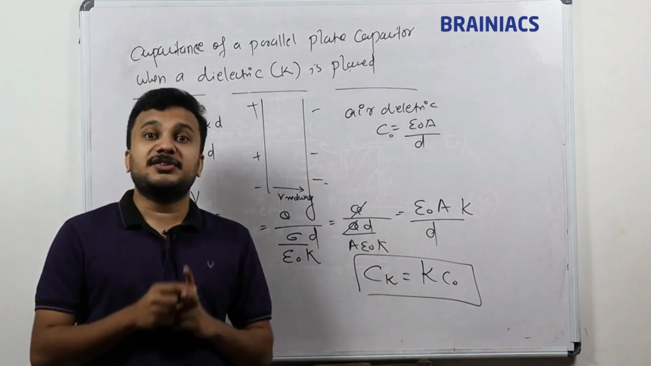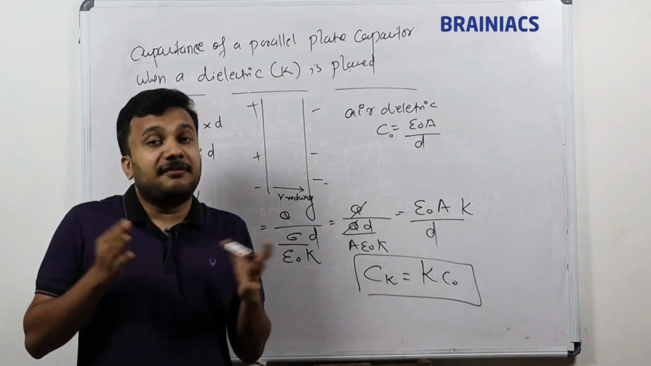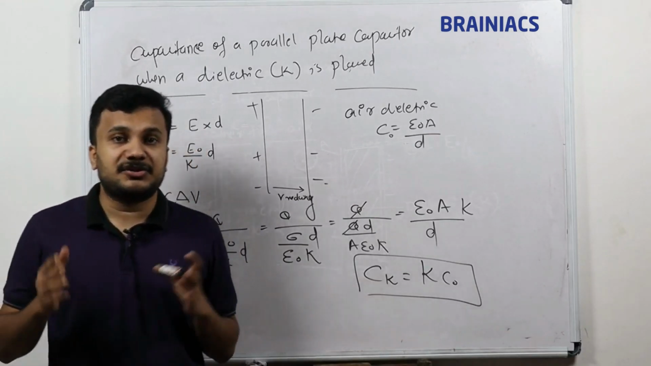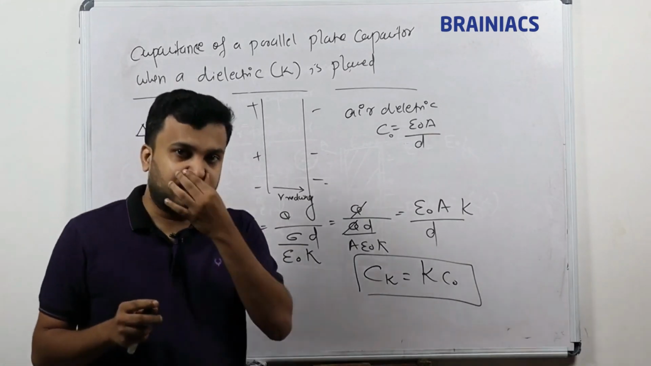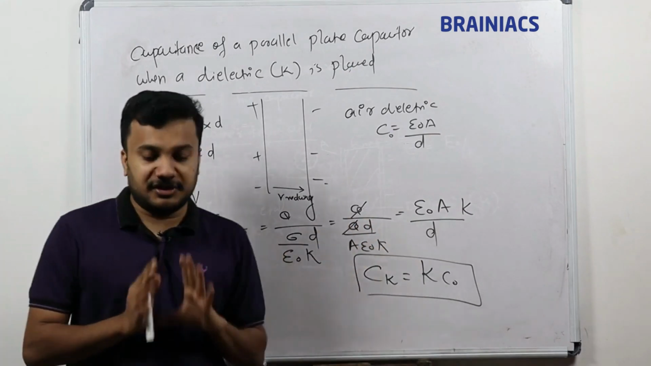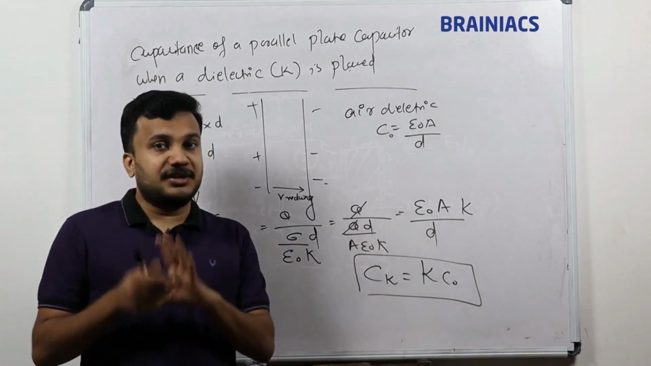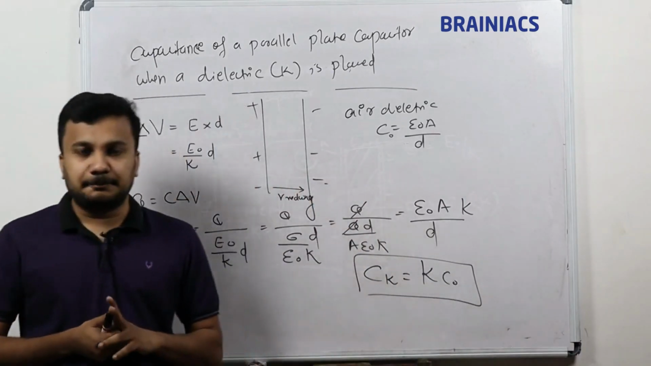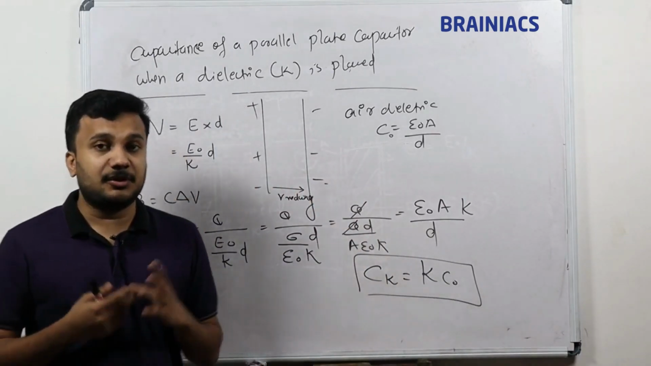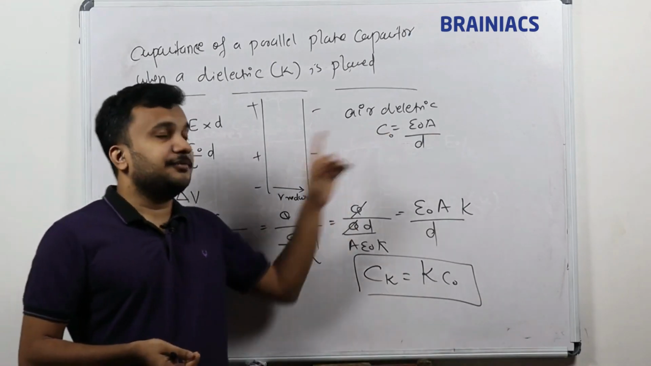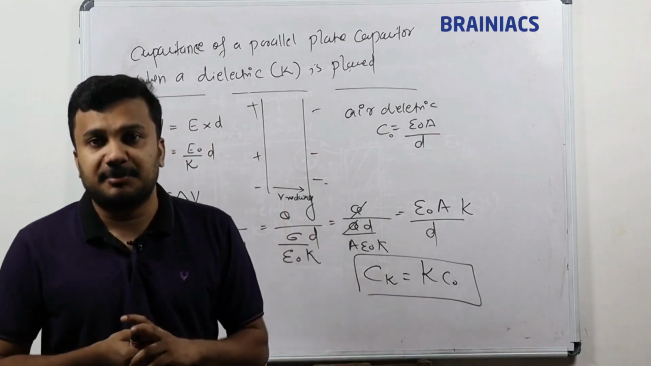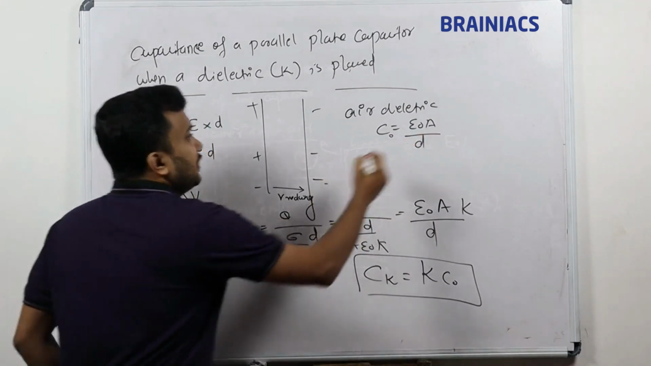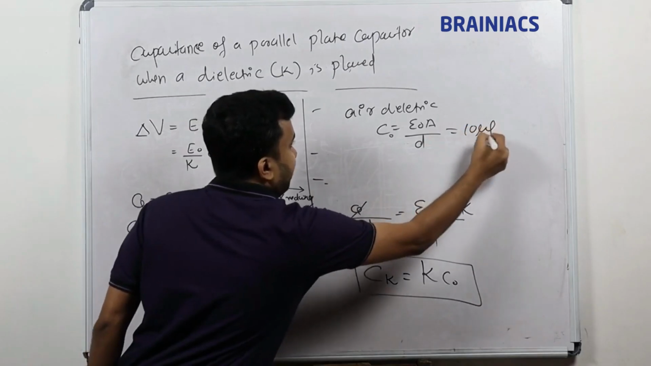A capacitor with a dielectric is good, because if you have air, K should have some positive value. For simplicity, we are assuming K is equal to 10. For a normal air capacitor, I get C is equal to epsilon A by D. Suppose I assume this is equal to 10 microfarad.